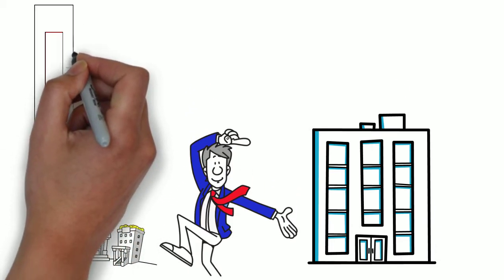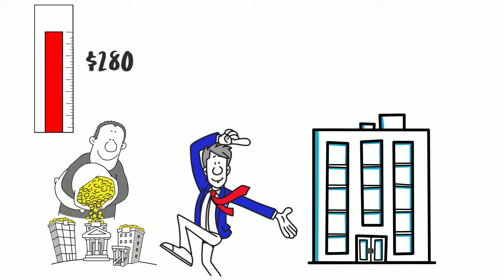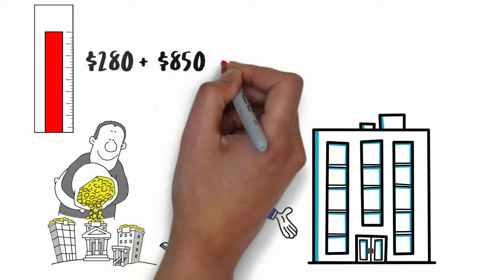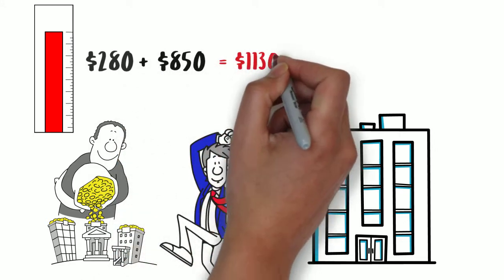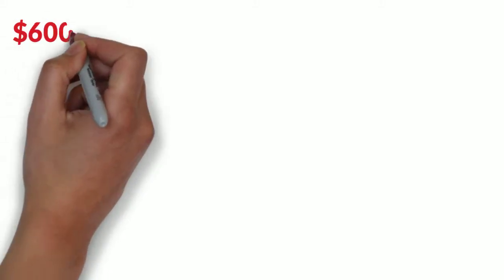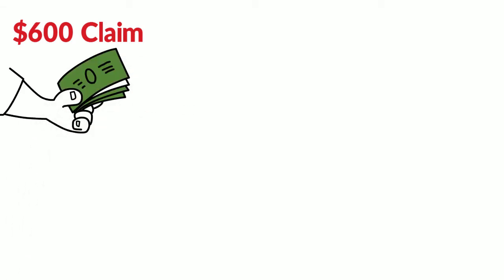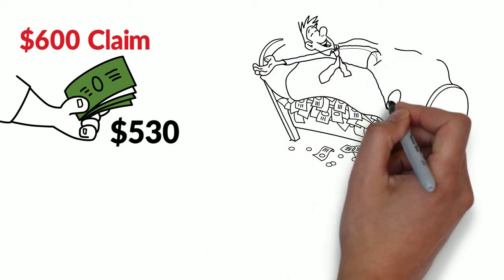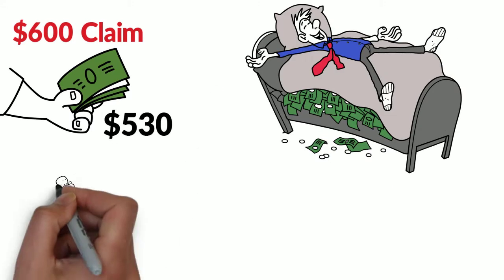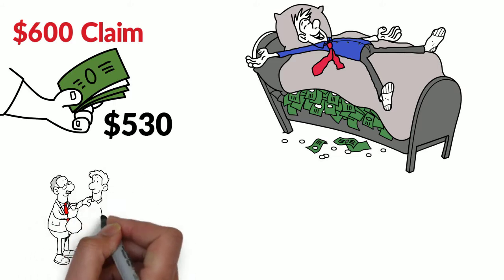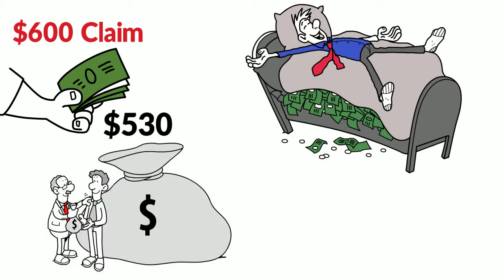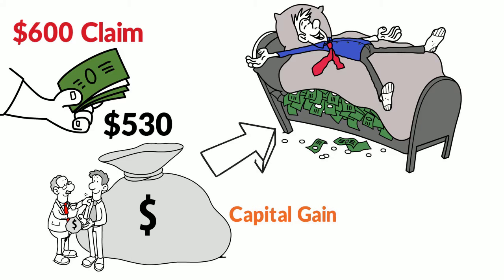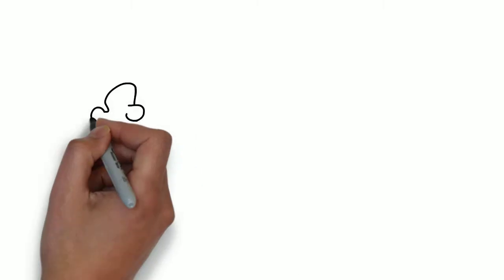That interest, let's estimate it at $280, stays right in that account with your $850, bringing the total to $1,130. Now, remember that $600 claim. It gets paid out of that money, leaving you $530. That money is yours. Additional profit without selling a single extra item or charging a single extra dollar. Also, most of the money, the unused reserve, is usually taxed at a capital gain and it goes directly to you, so there are no commissions or additional expenses associated with it.